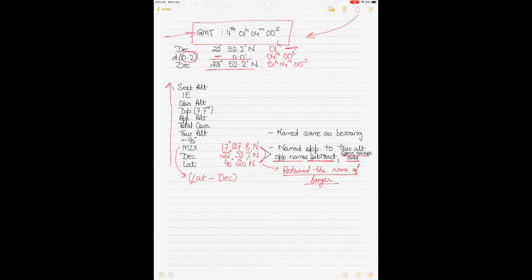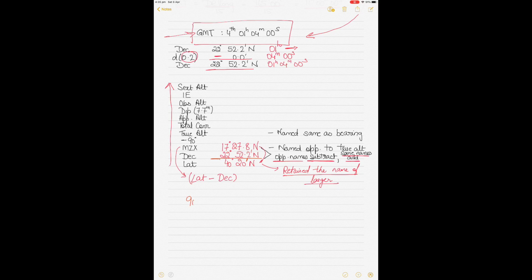Alright, so now if you add the MZD and declination, which are the same names, and the rule says the same names should be added, you will get the latitude as 40 degrees 20 minutes, and then you can name it north because both of them are north, so it doesn't matter. Now if you are working a question from top to bottom, you would have subtracted true altitude from 90 degrees to get MZD. But since you are working from bottom to top, you actually subtract MZD from 90 degrees.